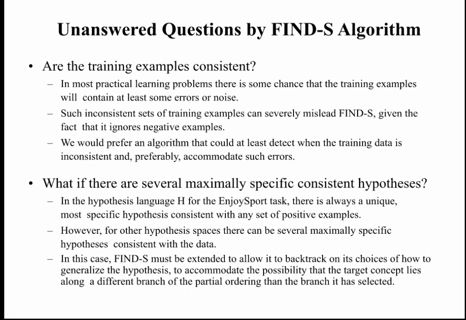And the last one is, if a number of solutions are possible, if we have a number of maximally specific hypotheses but we are considering only one, this is also a limitation of the Find-S algorithm. So we will try to eliminate some of these limitations. We will try to find some better solution than the Find-S algorithm.